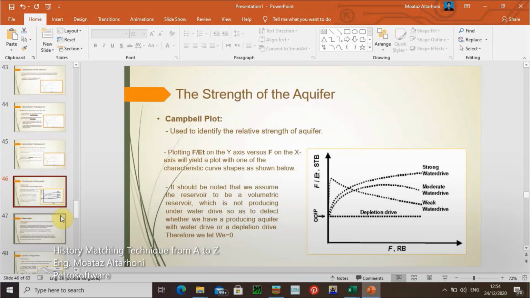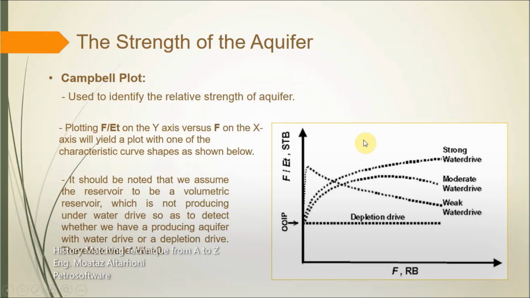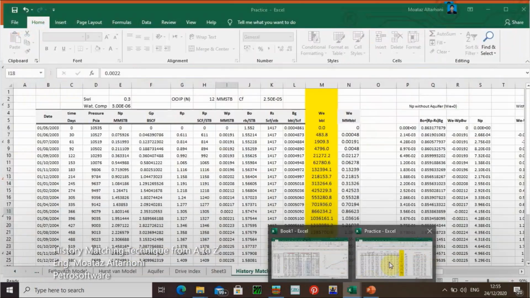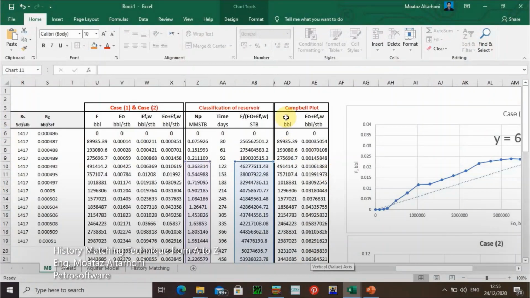The Campbell plot is one of the most important technical plots and has more information about this. By using this plot, with different parameters on y and x, we can have a clearer vision of the water influx: whether it's high, strong, moderate, or weak, or depletion, meaning a volumetric reservoir where we don't have any water. So what's the Campbell plot? The relation between F and the total.